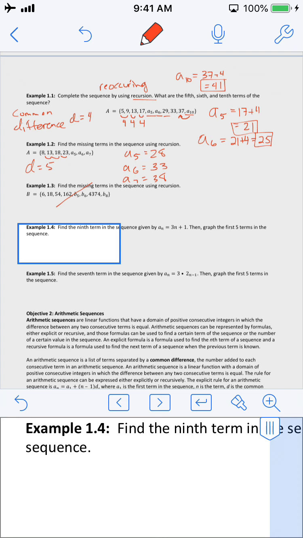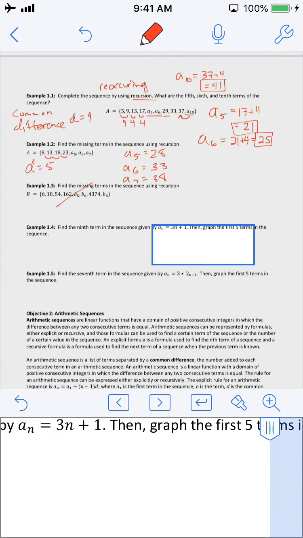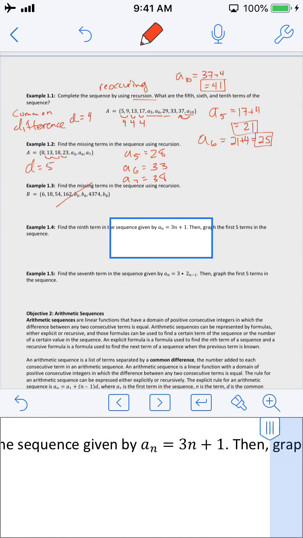All right, example 1.4. Find the ninth term of the sequence given by an equals 3n plus 1. Then graph the first 5 terms of the sequence. Interesting. This is no longer a placemat, like a kids' word search, kids' menu kind of thing, right? It's not a puzzle anymore. It's an equation. But this equation is going to give us the sequence.